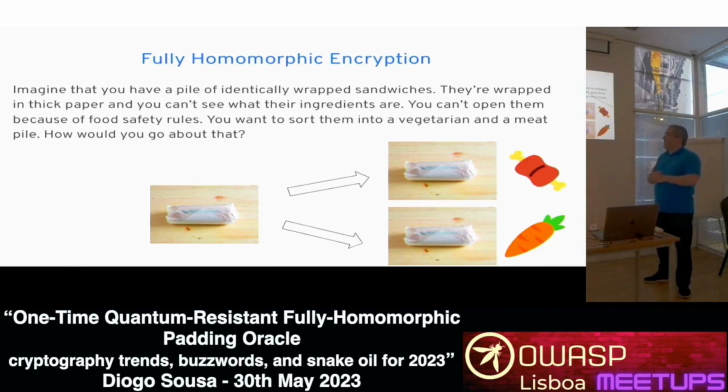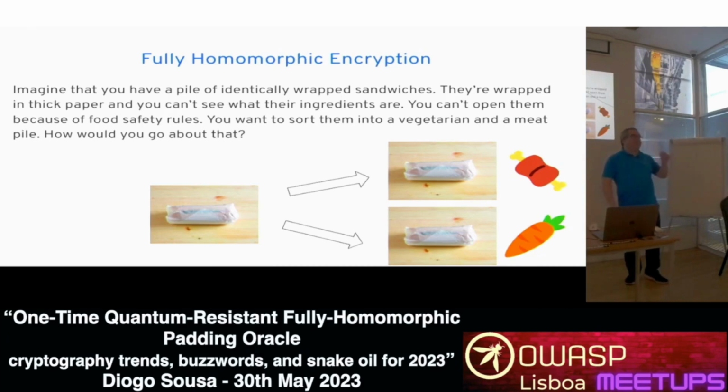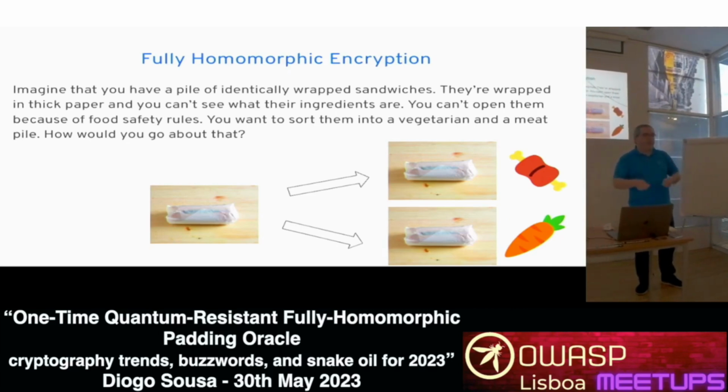So I'm going to, again, use a story to illustrate what this is. So imagine that you have a pile of identically wrapped sandwiches. They're wrapped in thick paper, and you cannot see what their ingredients are. You cannot open them because of food safety. Let's think instead of pizzas, we're getting sandwiches, I don't know. And you want to sort them out into vegetarian and meat options. So how would you go about that? This should be simple enough. Even if they're wrapped, you can check their weight, you can smell them, you can probably glance over and figure out, this is probably a vegetarian sandwich, or this is a meat sandwich.